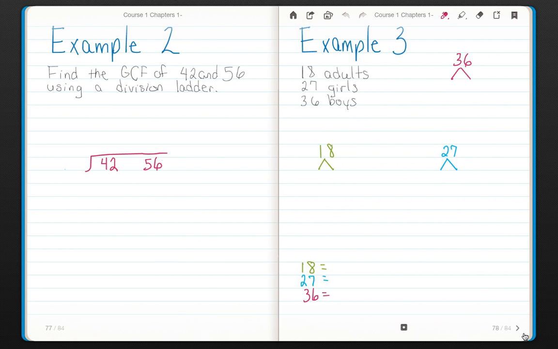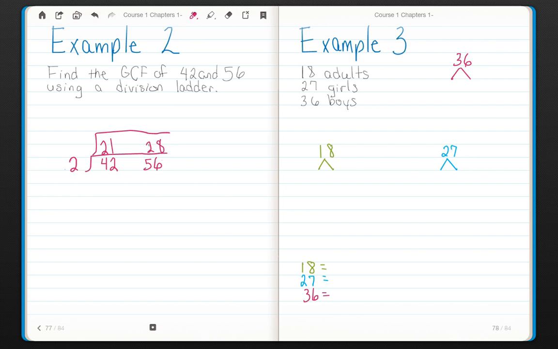Example 2 has you finding the greatest common factor of 42 and 56, but this time we're going to use a division ladder. So you saw this in the last lesson. I'm going to do mine vertically. So the first thing I'm going to do is divide by a common factor of 42 and 56. Well, they're both even, so I know 2 is a common factor. So 42 divided by 2 is 21. 56 divided by 2 is 28.